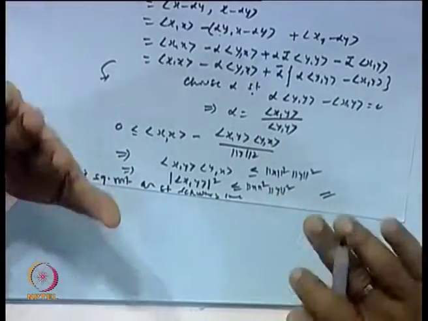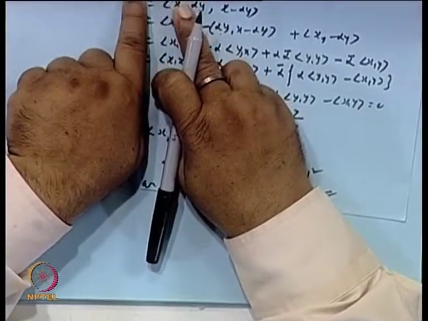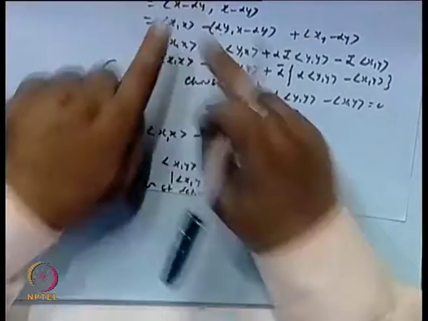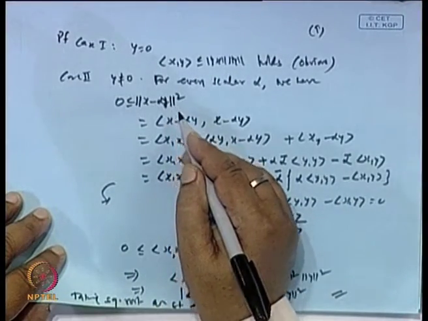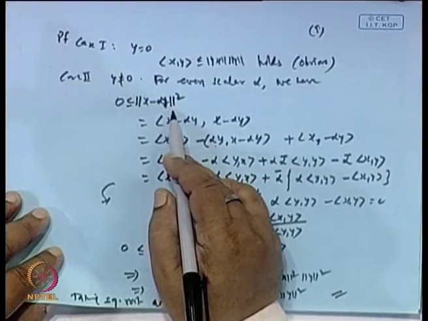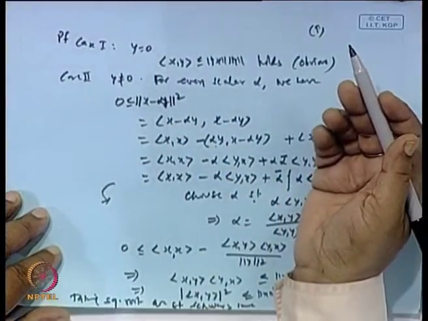Okay. And if the equality holds, this must be 0. This must be 0 means x equals alpha y. So, x and y are linearly dependent. Okay. Let us see. Thank you.